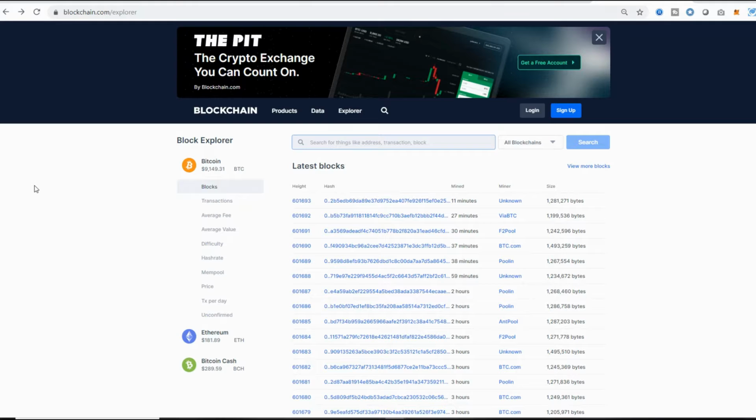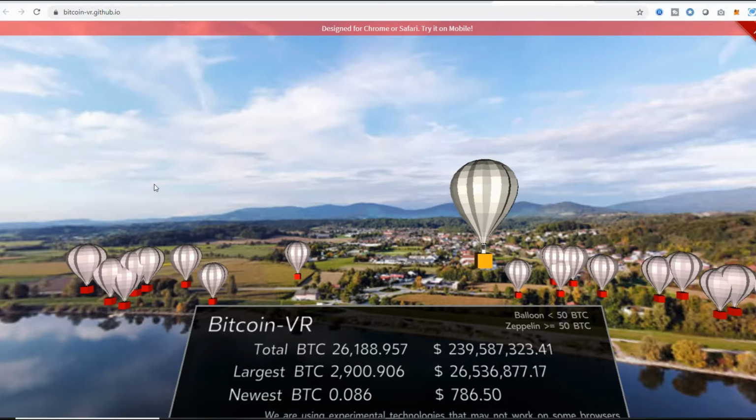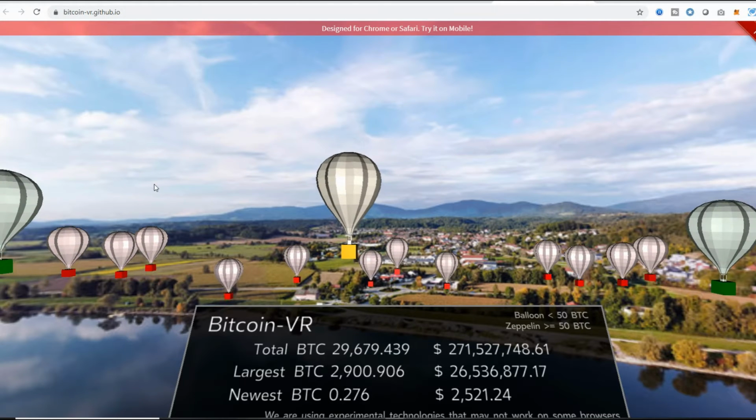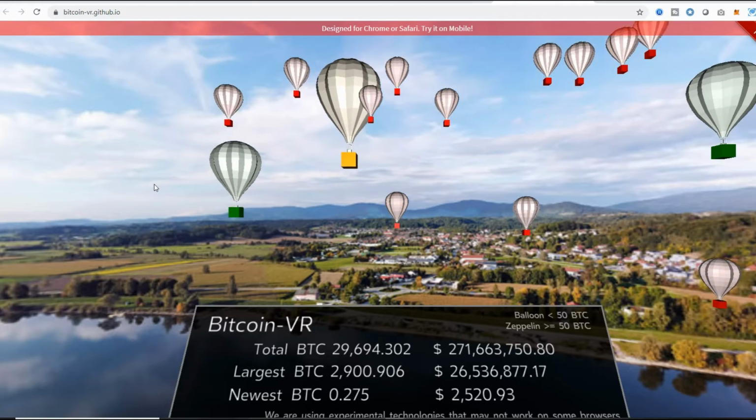To do that, I'm going to take you through different viewpoints, using the fact that the information on Bitcoin is public, and you can massage it and use it in many different ways. I'm going to take you through one of my favorite ones. This is called Bitcoin VR, and it takes Bitcoin transactions and gives you a visual representation as balloons or as zeppelins or blimps.